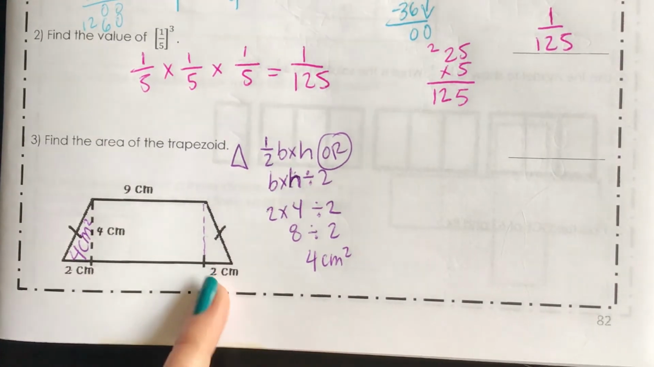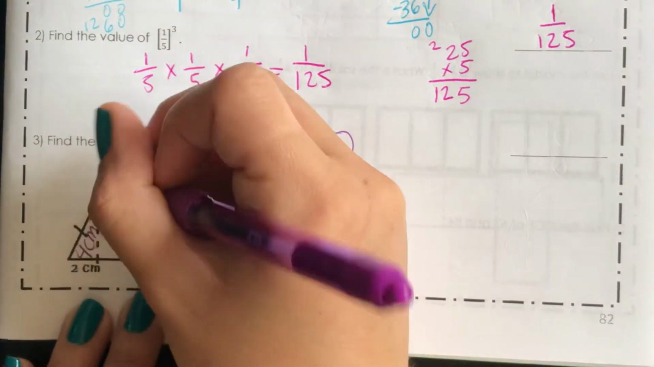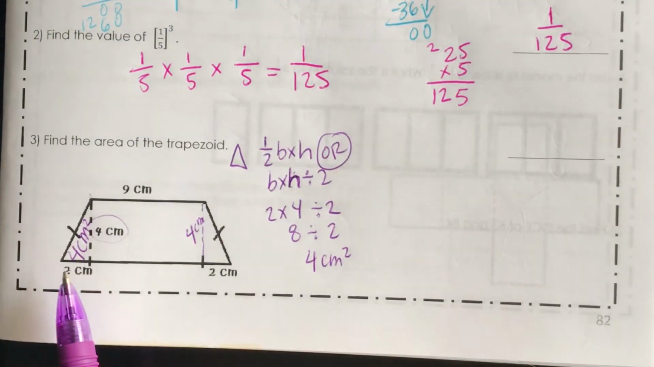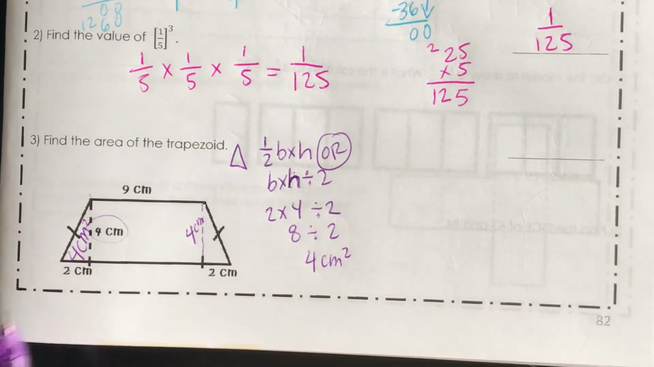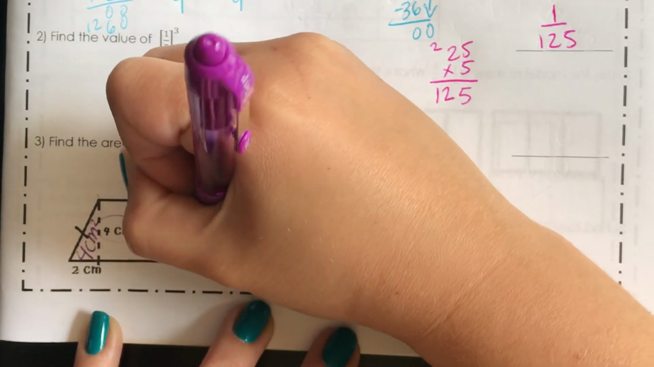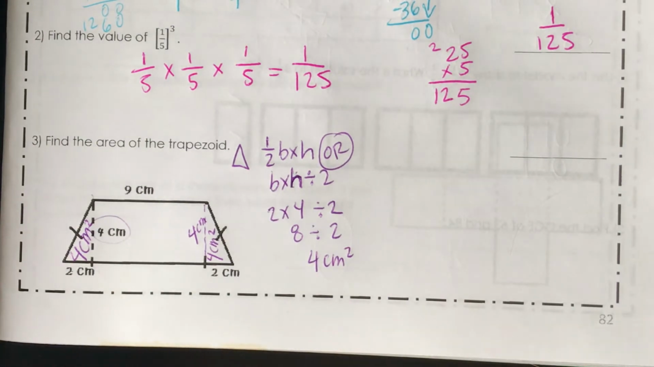For this one here, I notice that if this is 4 over here, this length here, then this length is also going to be 4 centimeters. So these 2 triangles are equal to each other, they're the same. So they're going to have the same area. So this one is also going to be 4 centimeters squared for the area.